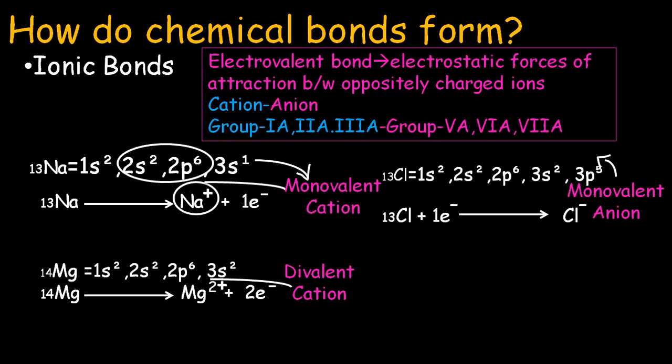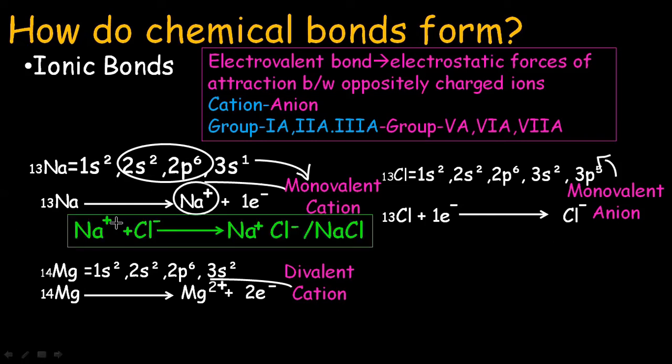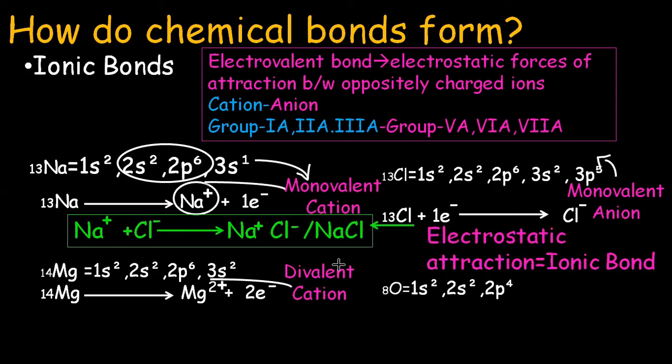The oppositely charged ions attract each other, which can be represented in an equation. Sodium loses one electron, chlorine gets that electron. They develop electrostatic attraction, and this electrostatic attraction is known as the ionic bond. Sodium chloride is an ionic compound which is represented by a chemical formula. In the chemical formula, we do not write positive and negative charges. So Na positive and Cl negative ion is written as NaCl.